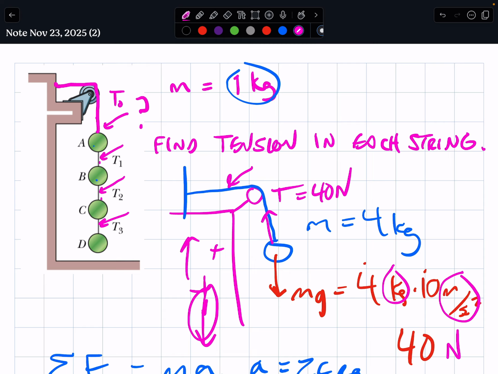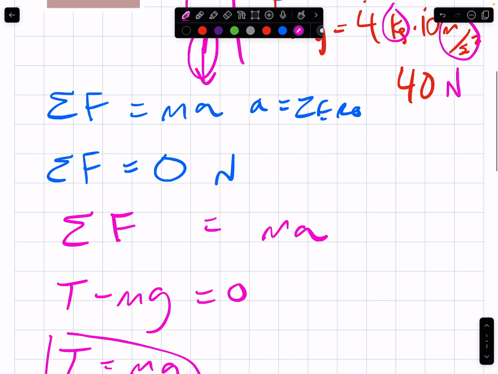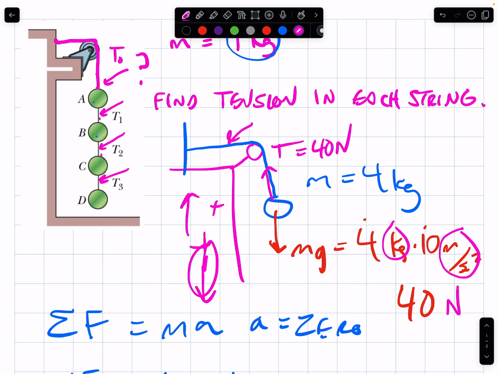Now, how do I find the tension in T1 right here, okay? So let's redraw this. Or actually, let me just erase this stuff here. You can always rewind this if you want to, if anybody's out there reading this or looking at this thing.